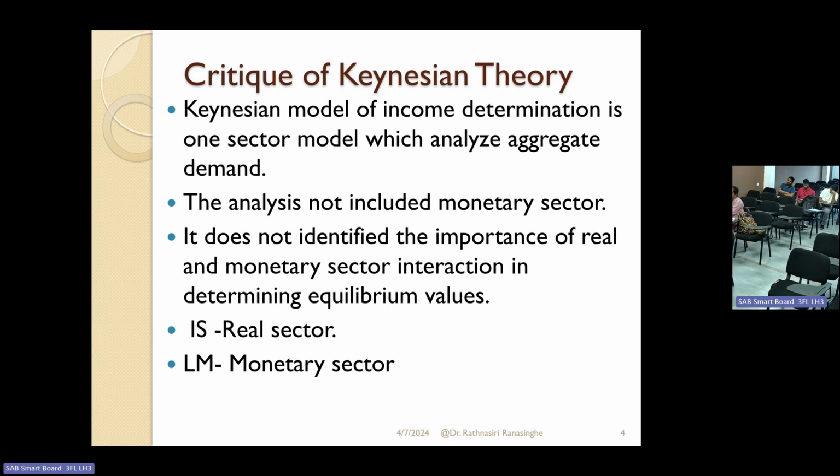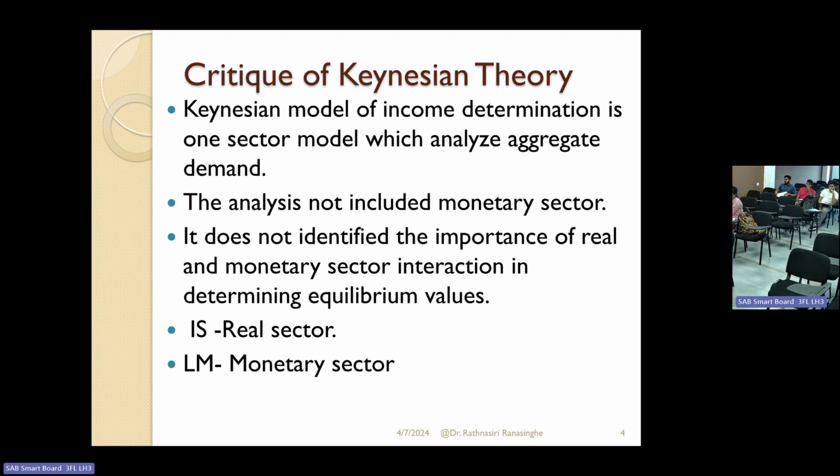IS talks about the interest rate and the income. Here also, we talk about the interaction between the interest rate and the income. Based on the real sector, investment and savings, we derive the IS curve. Based on money demand and money supply, we derive the LM curve. So Keynes explains money demand and money supply.